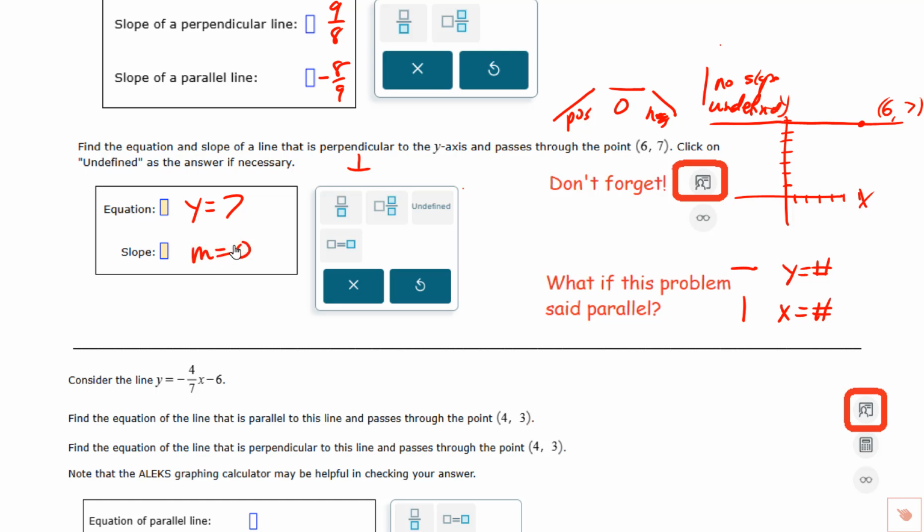Now, the good thing is you can just write y equals 7 on this one, and I think you can just write slope is 0. You don't have to write m or anything like that. If it happens to be undefined, we've got a button for you right there.